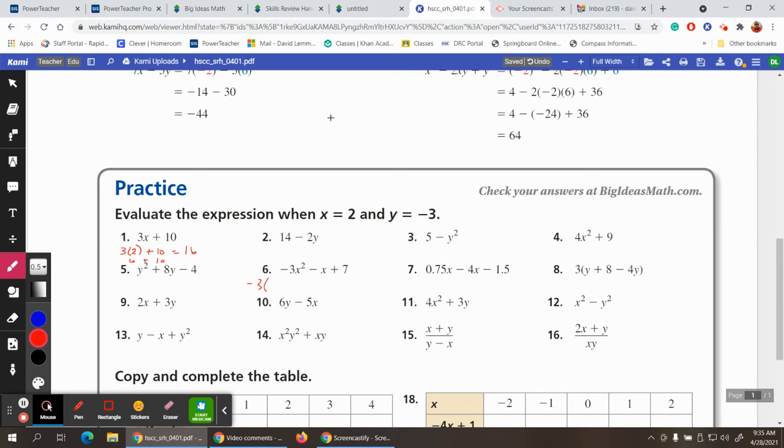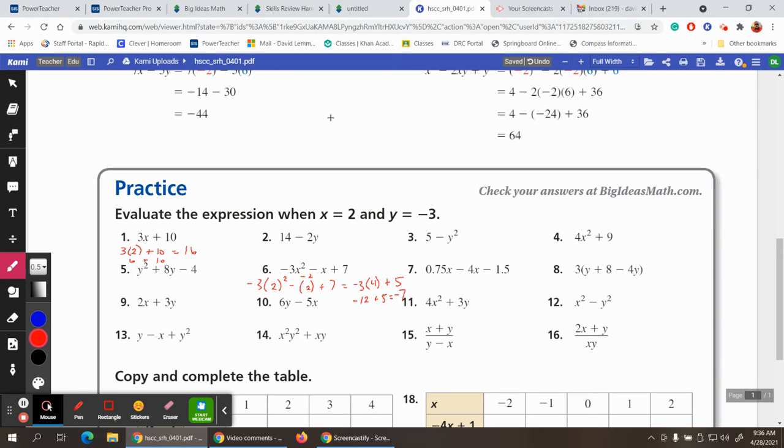Negative 3 parentheses 2 squared minus 2 plus 7 is negative 3 times 4. Negative 2, that's a minus 2, plus 7, that's 5. So that'd be plus 5. So this is negative 12 plus 5, which is a negative 7.